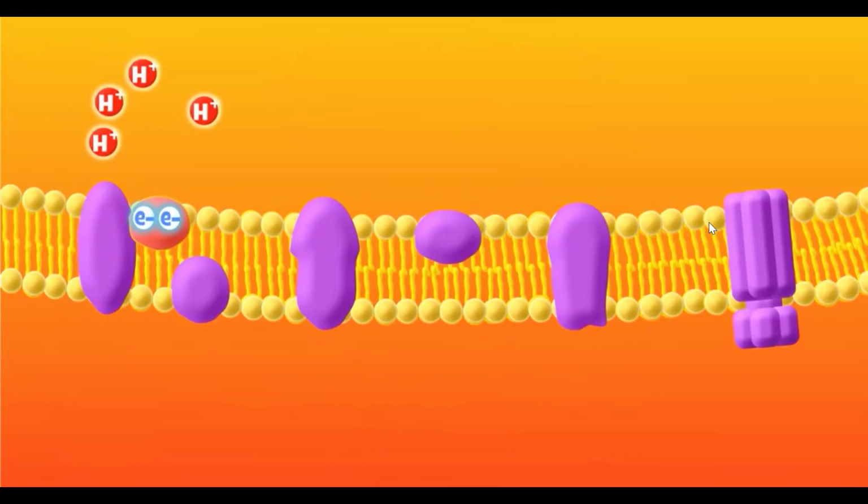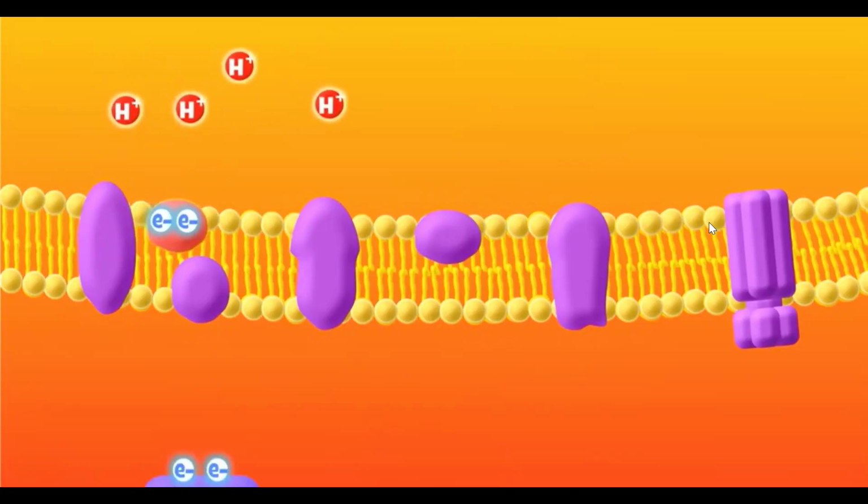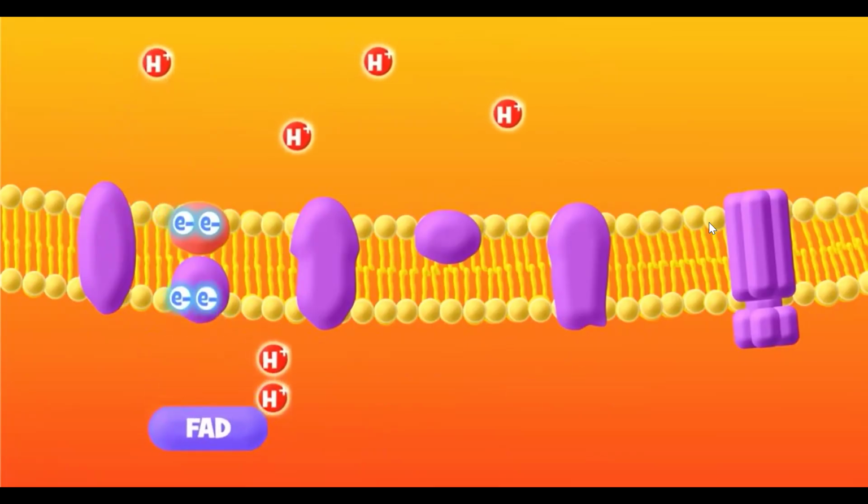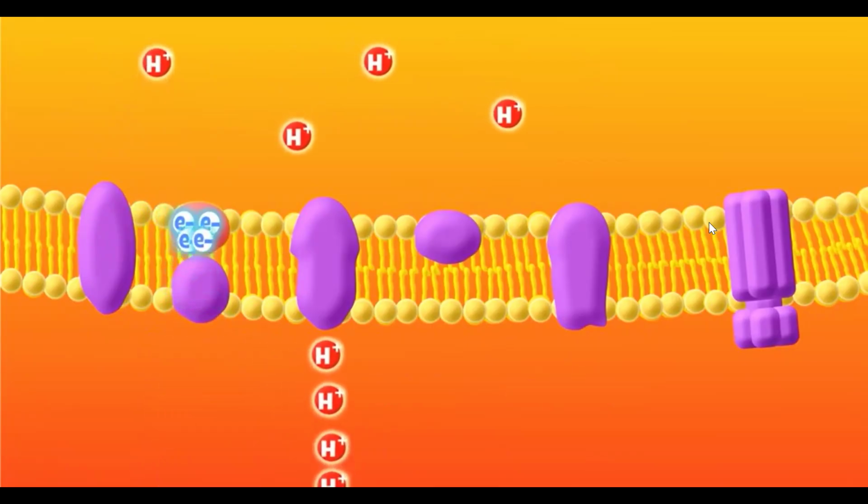The electrons are then transported by this special red molecule toward their next destination. The red molecule also picks up the electrons donated by FADH2, that other electron carrier that we made during the Krebs cycle. All of these electrons are then passed on to another protein complex.